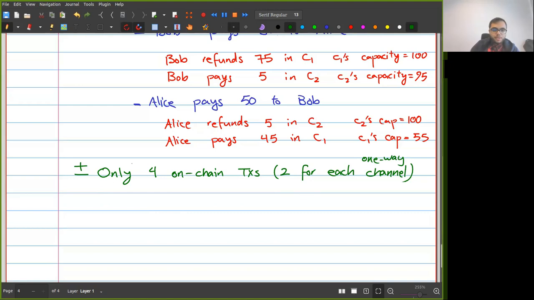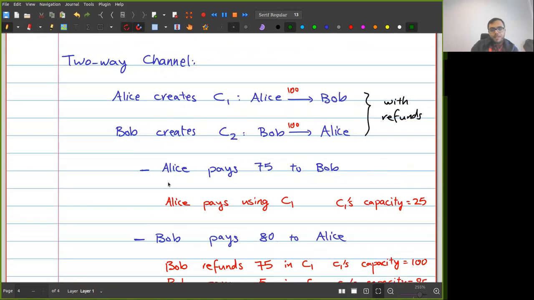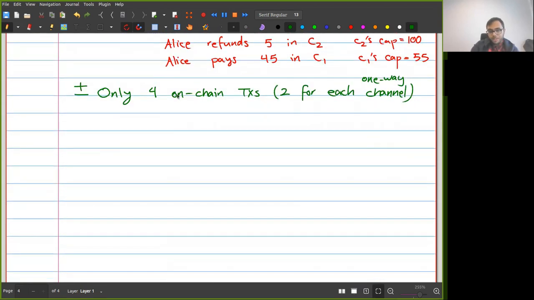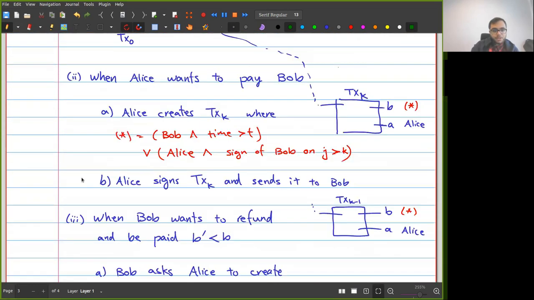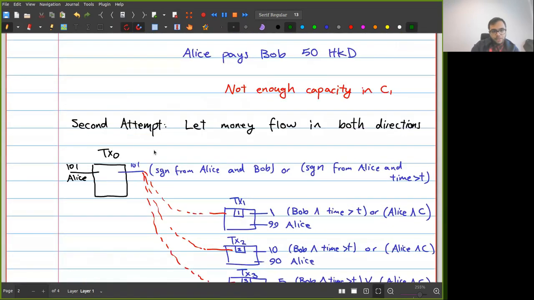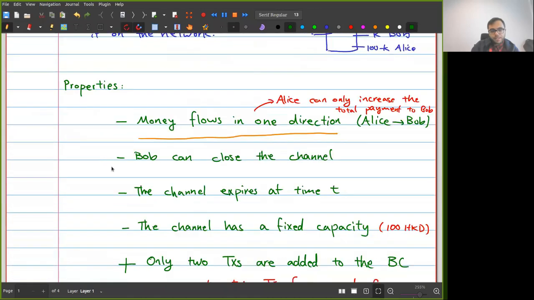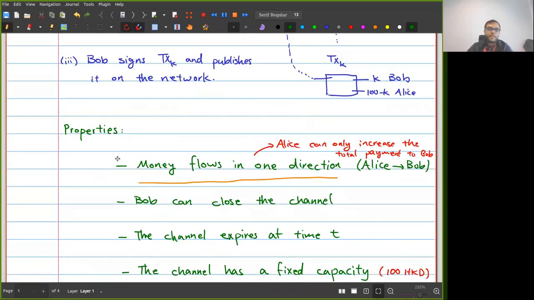But one of the things that I really want you to think about is if you can come up with a better way of creating a 2-way channel using one-way channels with refunds, so that I don't have to have 4 on-chain transactions. And the hint that I would give you here is that instead of just having one party put all of the deposit, what happens if in the original funding transaction or the deposit transaction, both parties put a deposit? Can we then make the entire thing work so that we only need 2 on-chain transactions instead of the 4 that we're using right now?